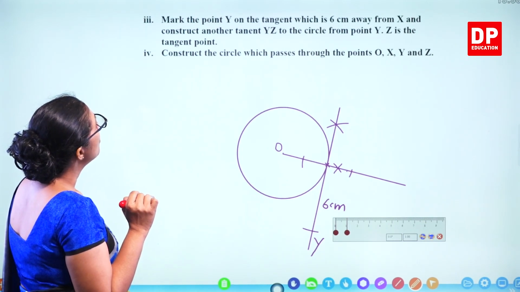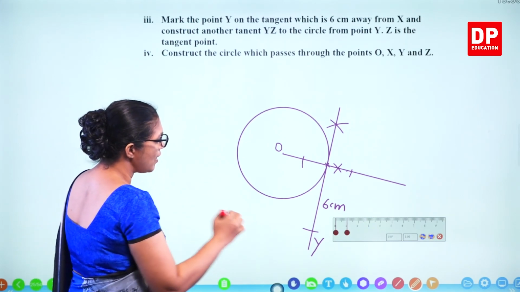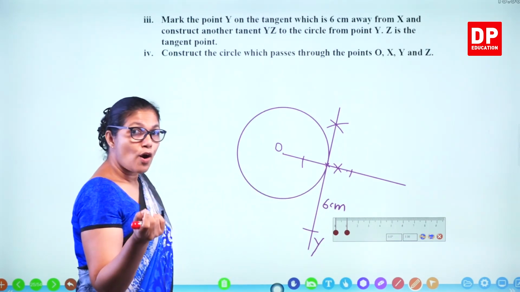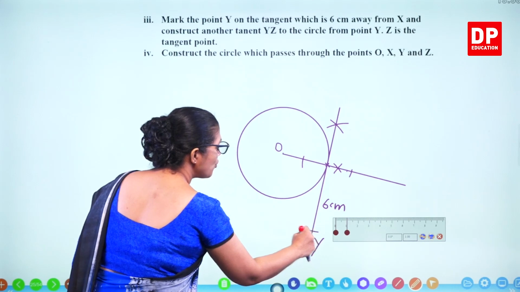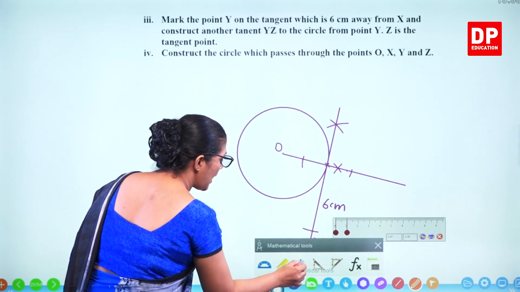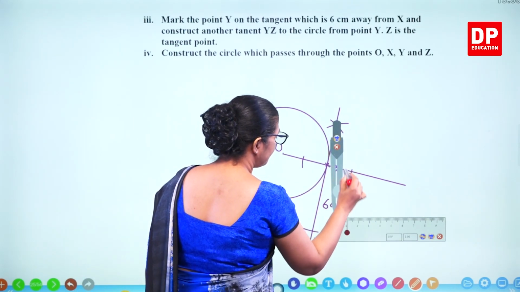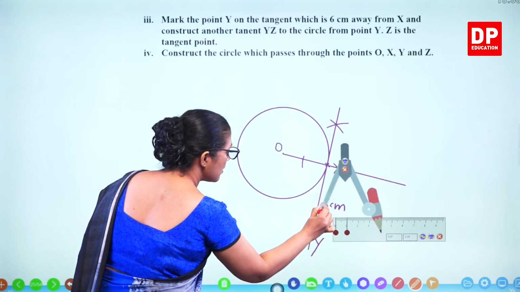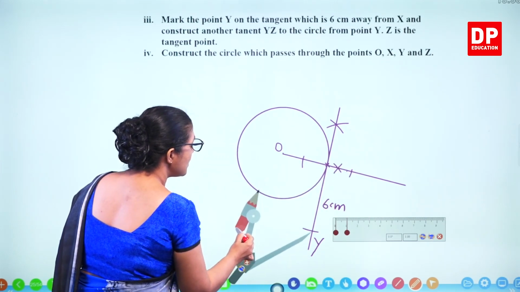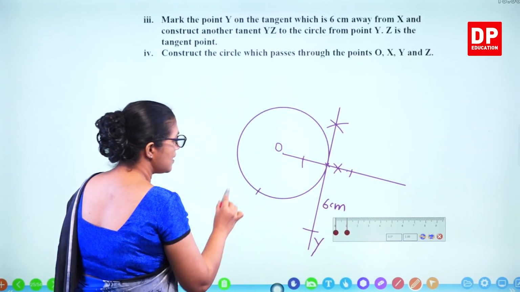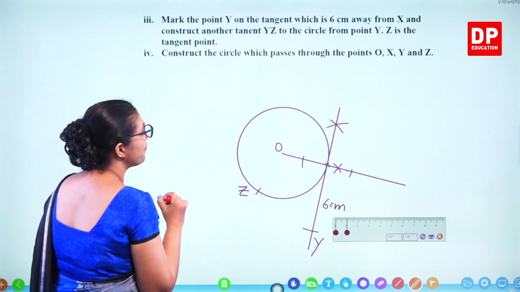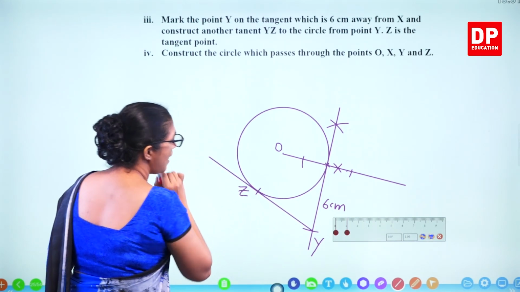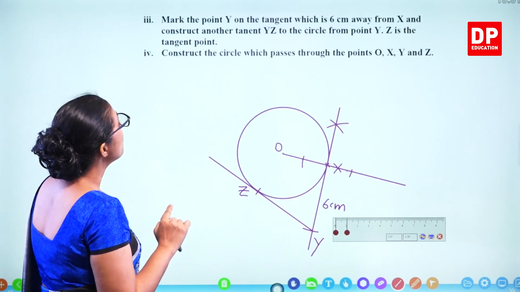Now what we have to do? Z is the tangent point. So we have to draw a tangent from Y. So how we draw a tangent? So here we know from an outside point the tangents are equal. So if we want to draw a tangent line, we can take the same length. So we can take the 6 centimeter length from here and mark from here to the circle to Z to find out the Z point. So this is the 6 centimeter length. So this is Z point and you can connect this line and this point. So that's the other tangent line. Now we have two tangents, YZ and XY.